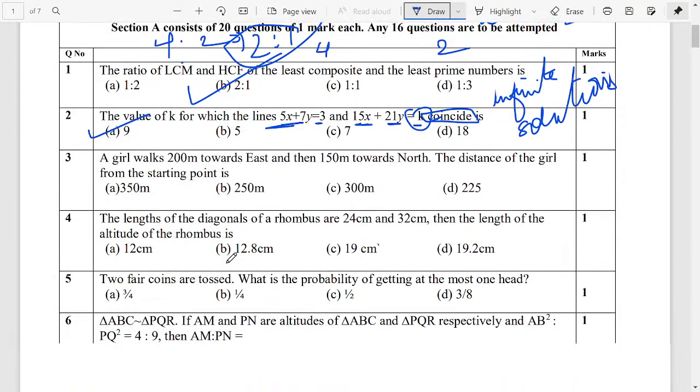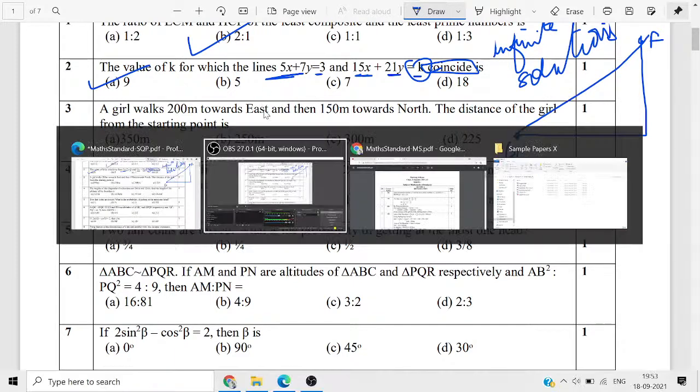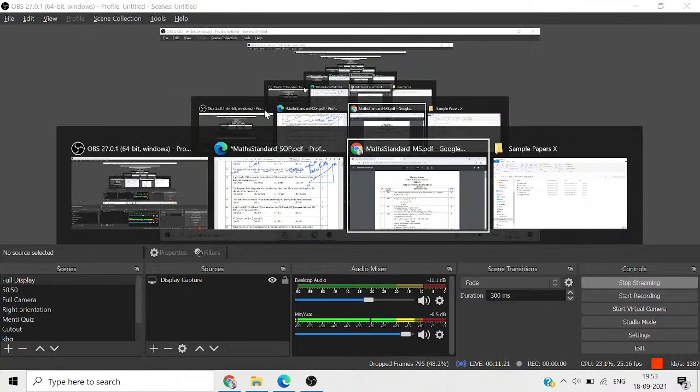Third, a girl walks 200 meters towards east, then 150 meters towards north. The distance of the girl from the starting point. So this is the starting point where the girl started and now she has reached here. So this is your distance, that is Pythagoras theorem, so you can apply it over here. I can show you the solution.